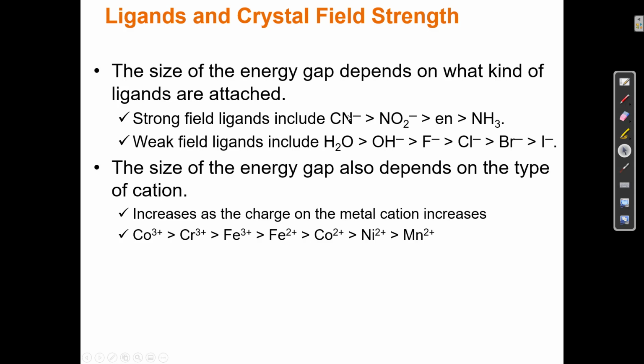The splitting is very large. And the size of the energy gap also depends on the type of cation. So the gap gets bigger as the charge on the metal cation increases. So if we have Fe3 plus versus Fe2 plus, they're the same metal, but 3 plus has a bigger splitting than 2 plus. Because it draws those electrons from the ligands in even closer, and as they get even closer, they cause even more repulsion with the electrons that are already there.